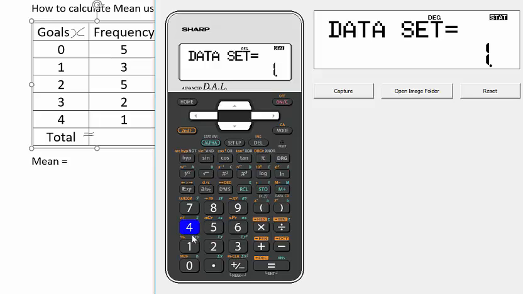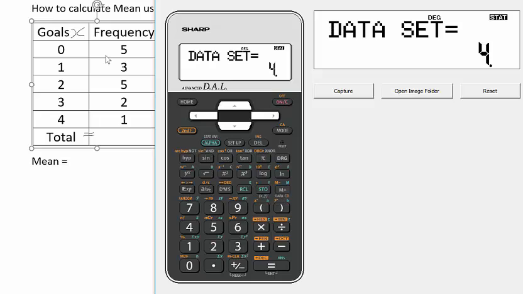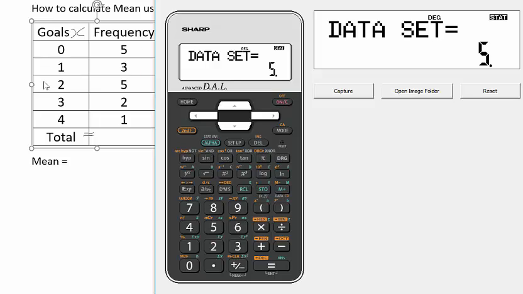That's the relationship between that. So the next one is 1. Store it. How many did you get? 3 M plus. 2. Store it. 5 M plus. 3, store it, 2 M plus, and 4, store it, 1 M plus. Okay, so we'll just check that we have 5 sets of data. 1, 2, 3, 4, 5.